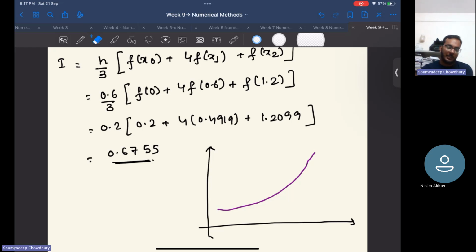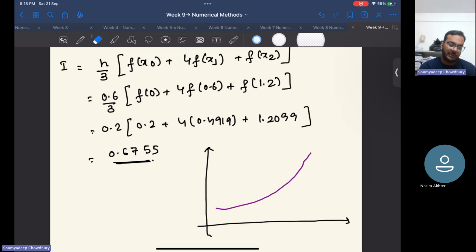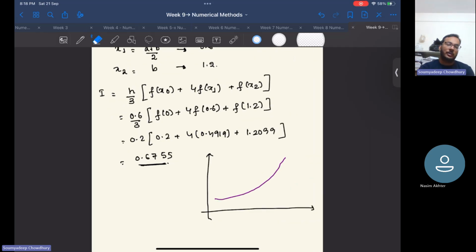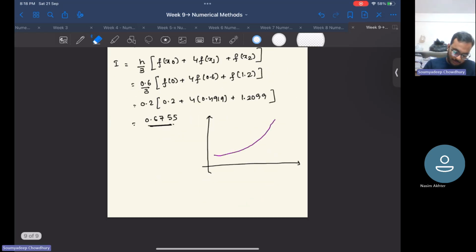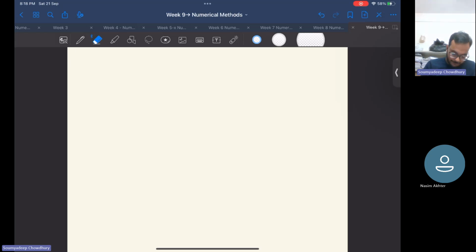Is the concept clear? Is it clear what I'm trying to tell? Yes, I understood. Okay. So whether the trapezoidal rule or the Simpson's rule will be more accurate basically depends on the type of function you are integrating. All right. Now we will use the composite Simpson's 1/3 rule.